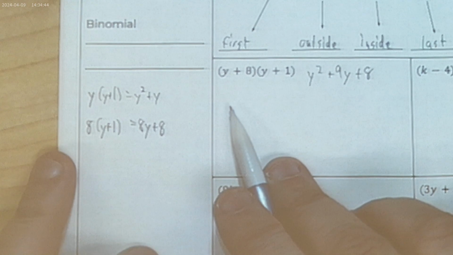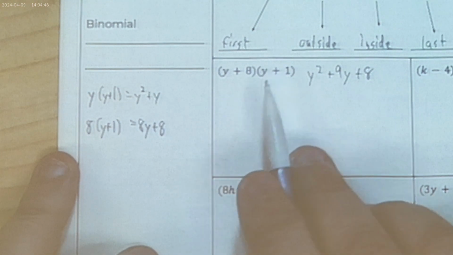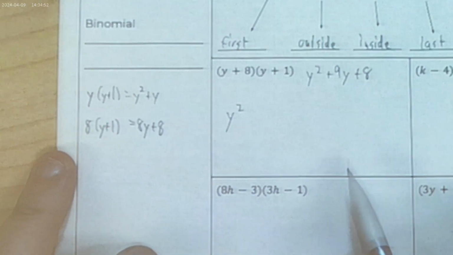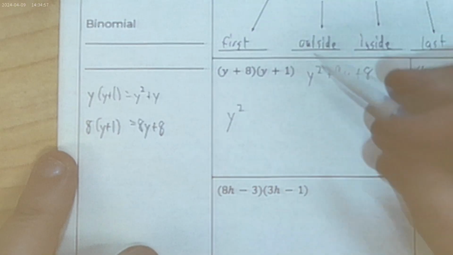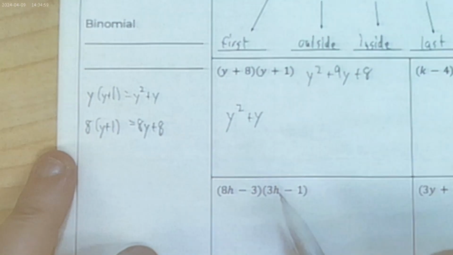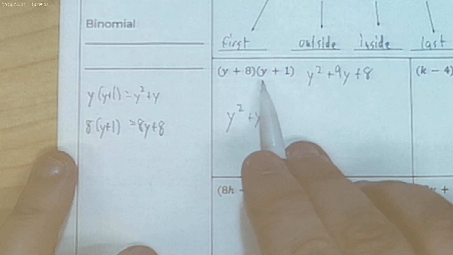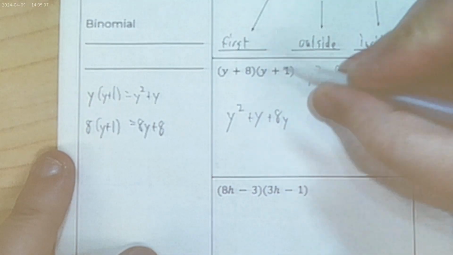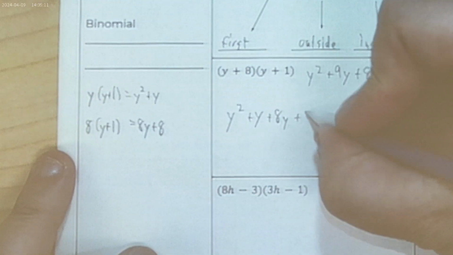With the FOIL method, I get the first, so I take the first two, y and y, so that gives me y squared. Then I do the outside, so it's plus y. Then I do the inside, which is 8 times y, which is plus 8y. And then last, which is times 8.